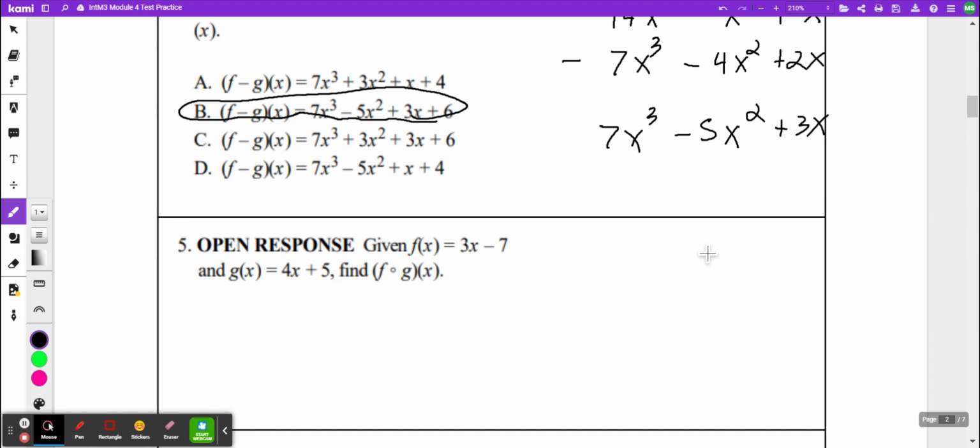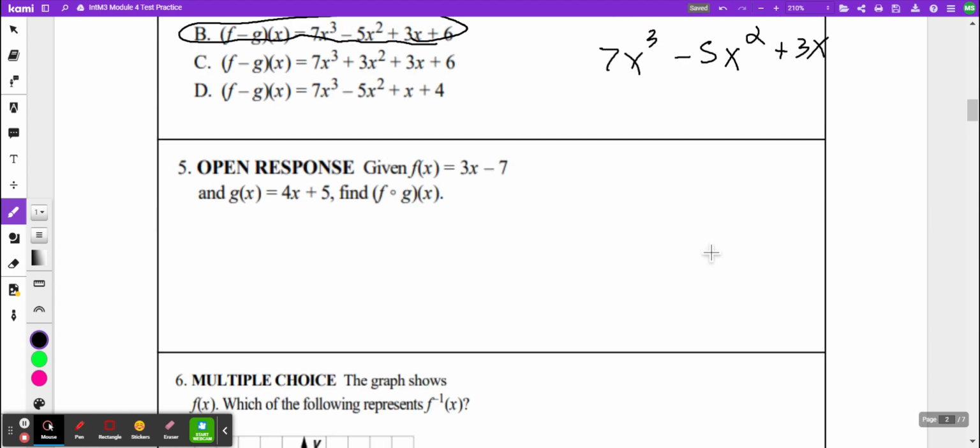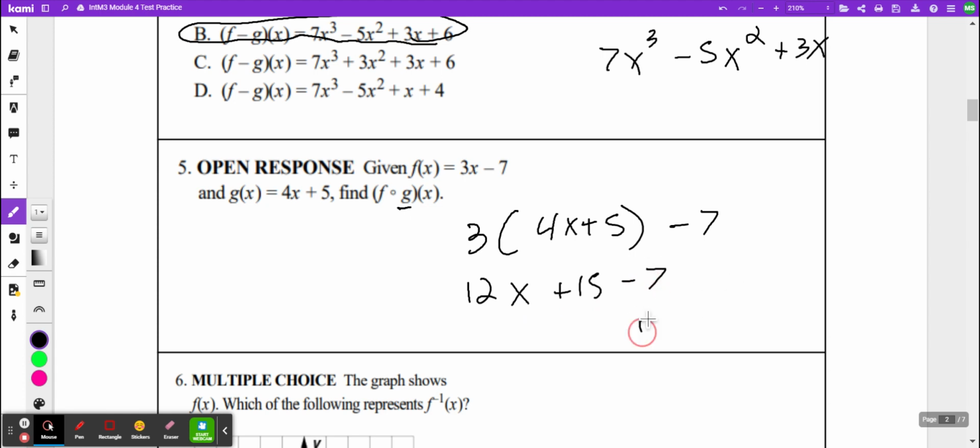All right, let's go on. Now this is another one. Hey, put one inside the other one. So we're going to put the g inside the f. So it's going to be 3 times 4x plus 5 minus 7. So if I multiply this out, I get 12x plus 15 minus 7, or 12x plus 8.